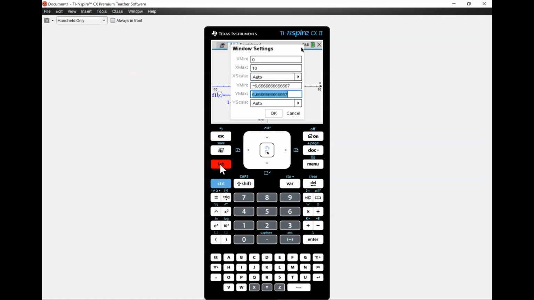Tab, tab. This is the number of students now. Number of students, the minimum should be 0. Tab. How many people are going to get infected? You know what? I'm going to go to like 120.